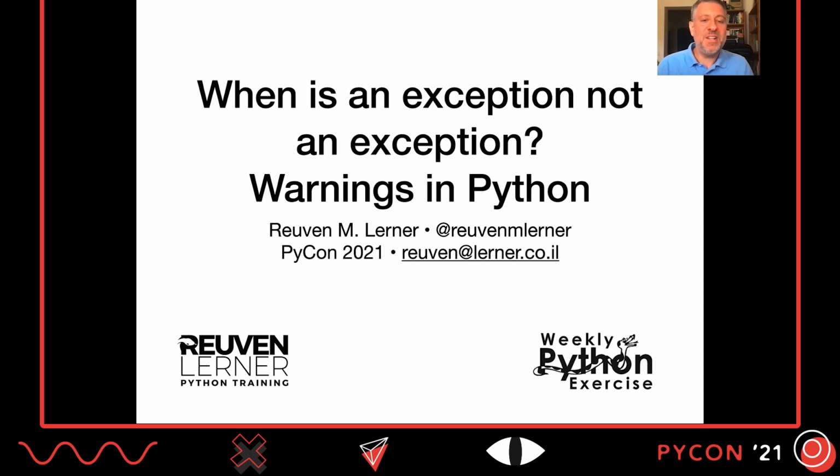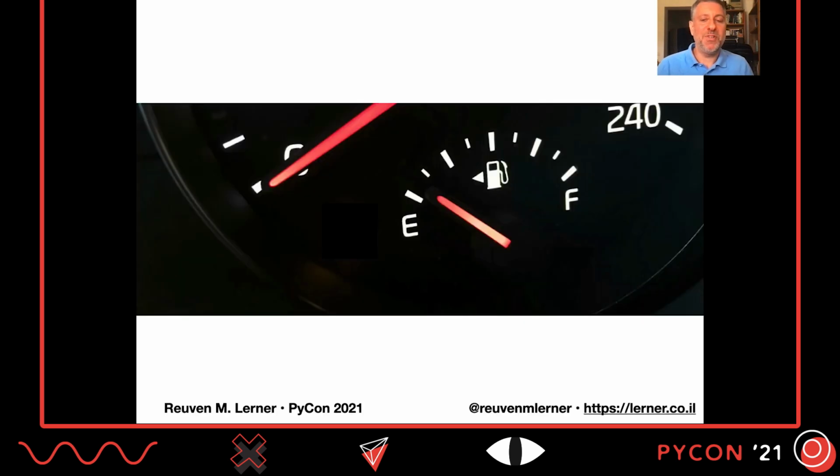When is an exception not an exception? Warnings in Python. So let's start off with an example from real life. Your car. Your car needs gasoline. Well, most of us in our cars, we need gasoline, and that gasoline can run out, and you really don't want to be stranded on the road without gasoline. So your car has a fuel gauge, and the fuel gauge goes from empty to full. And you are supposed to go put gas in your car when it gets close to empty, because again, you don't want it to run out of gas.